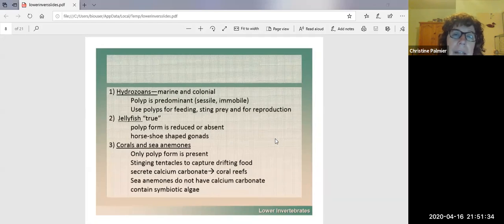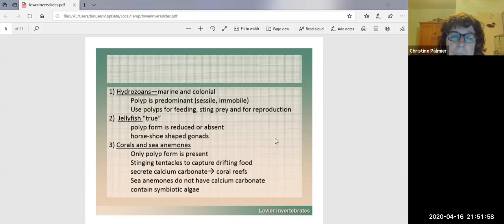So I did talk about the Hydra or hydrozoans. They prefer to be the polyp form where they don't move, although as larvae they did move, just like the sponges. Jellyfish, which I showed you a picture of, the polyp form is reduced or absent. They prefer to move most of their life. And just trivia question there, they have horseshoe-shaped gonads. They make the egg and sperm.